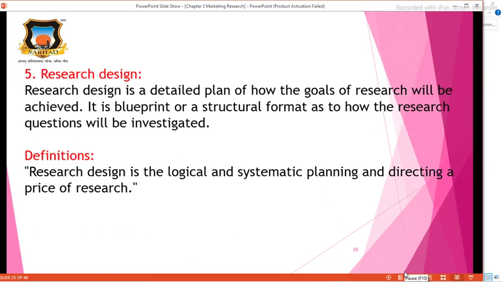The next step is the research design. Research design is a detailed plan of how the goals of research will be achieved. It is a blueprint or a structural format as to how the research questions will be investigated. See the definition of research design. The research design is the logical and systematic planning and directing of a piece of research.